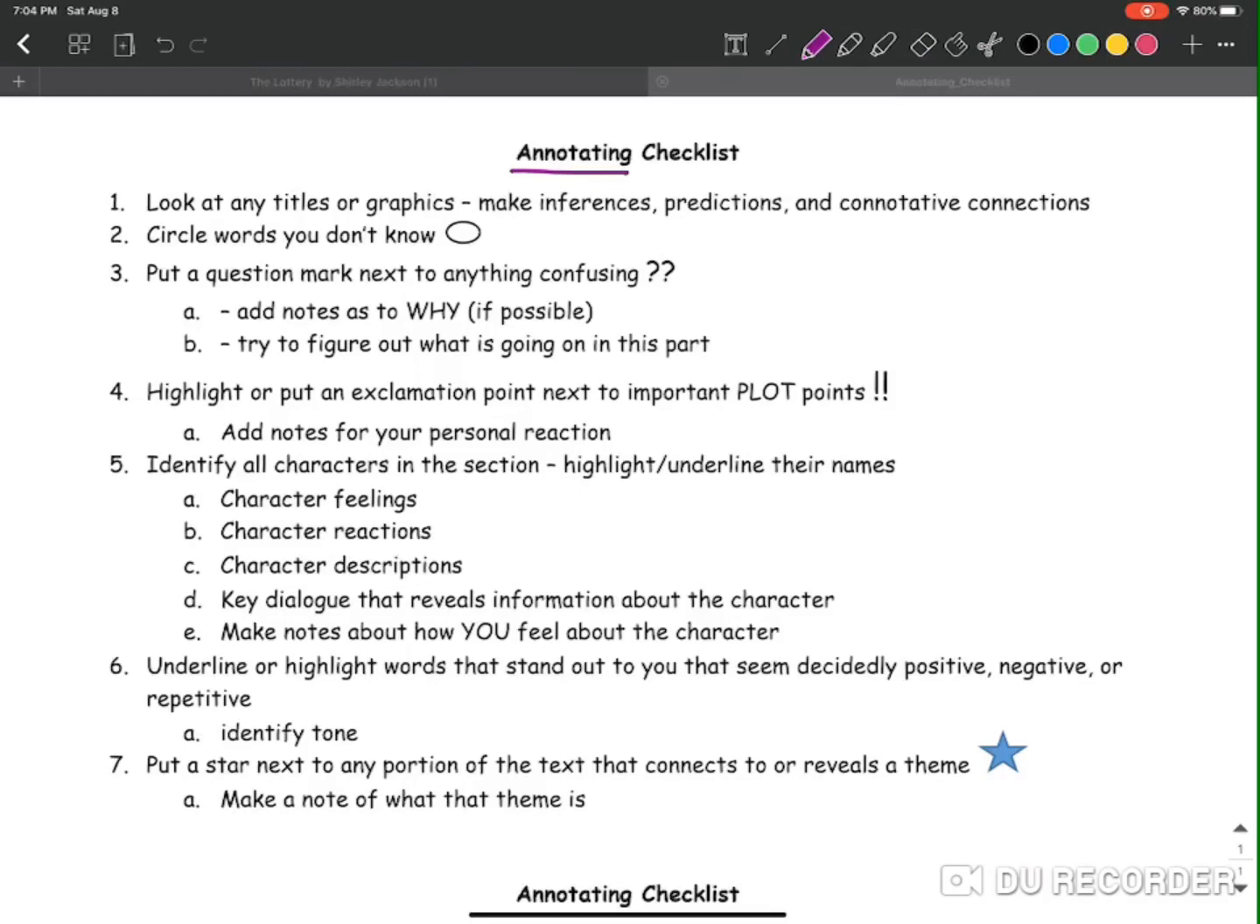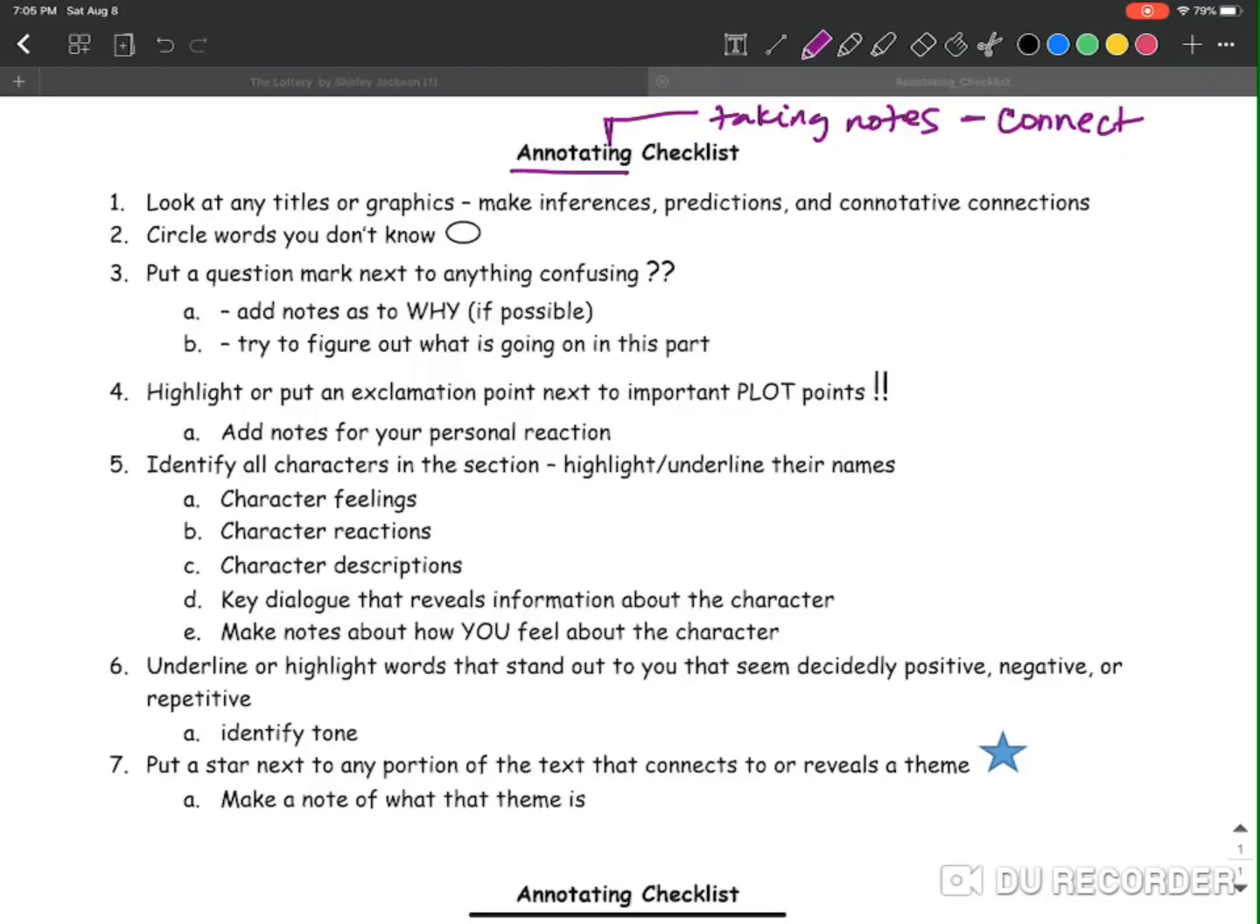So there are certain things that you want to look for when you're annotating. Essentially, annotating means that you're taking notes. Now, when y'all were younger, you were taught that when you read each paragraph, you would summarize the paragraph, right? But that's not what we're trying to do. We're not trying to write summaries. Even though I know in the past they wanted you to do that, we're trying to go to a more in-depth analysis, where we connect to the story. We're trying to come up with our own connections, our own thoughts, our own feelings about the story.